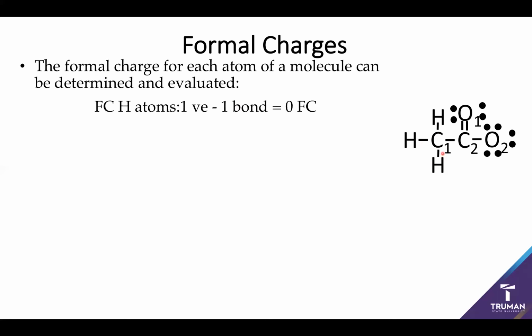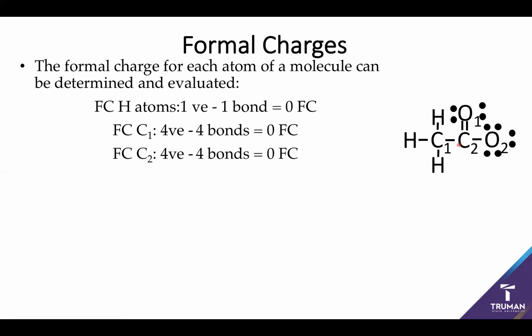Now, you'll notice that we have a slightly different bonding network for each of our heteroatoms, so carbon and oxygen. Let's take a look at carbon 1. Carbon has 4 valence electrons, and this carbon has 4 bonds, so it should have a formal charge of 0. This other carbon atom has 4 valence electrons and 1, 2, 3, 4 bonds, this time 2 single and 1 double. So it also has a 0 formal charge.